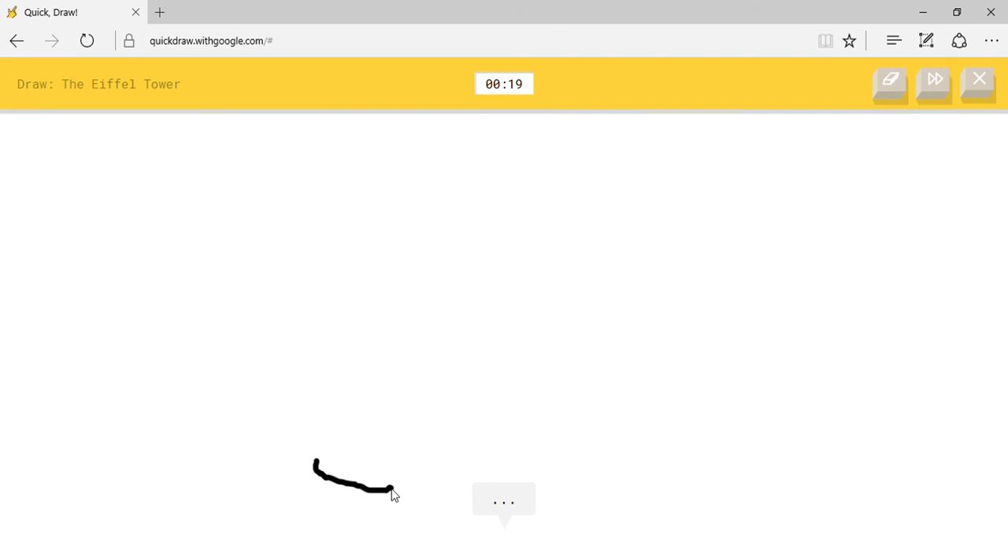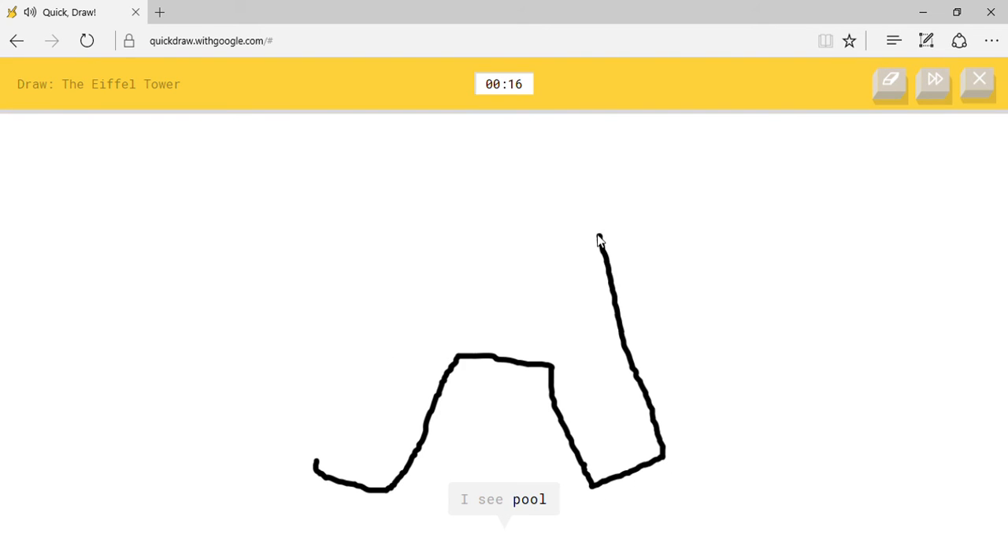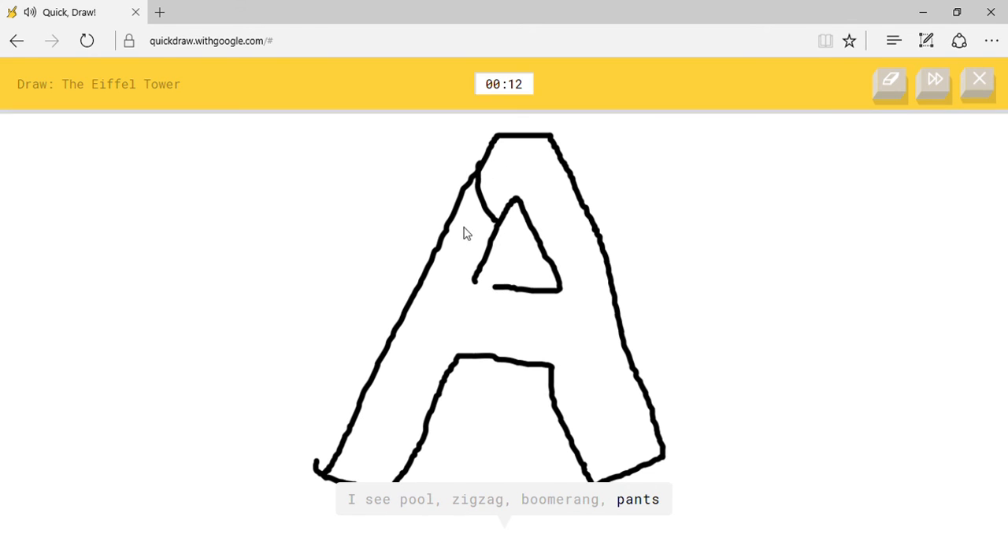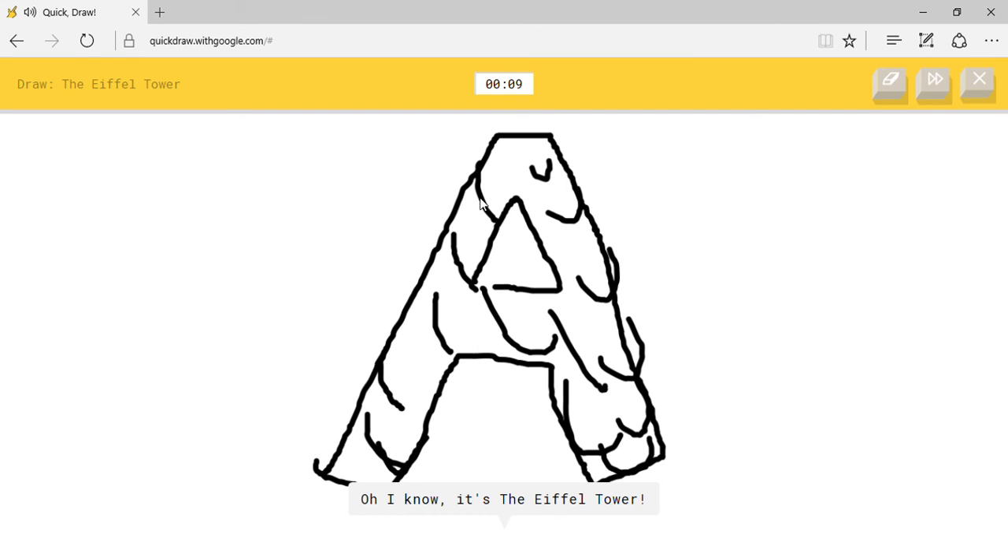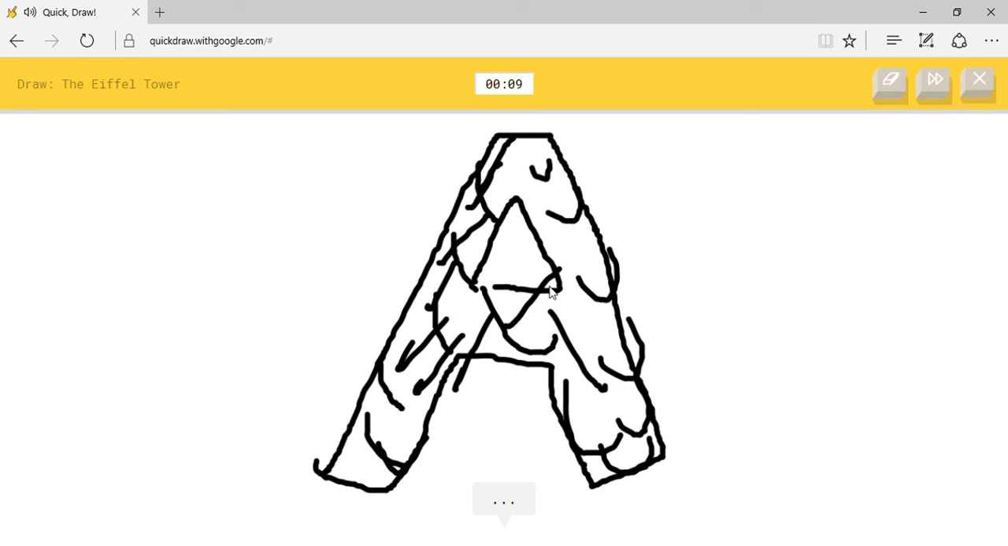The Eiffel Tower again. Okay, let's do it more. I see pool, or zigzag, or boomerang, or pants. I see mountain, or pizza. Oh, I know. It's the Eiffel Tower.